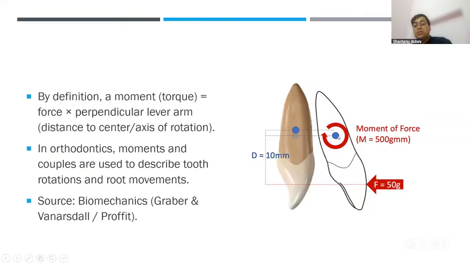So the distance between the center of rotation and the force applied becomes D. For example, if the force applied is 50 grams, then the moment generated is 50 times the distance between the center of rotation and the force applied, which is 10 mm in this case. So the total moment works out to be 500 gram-mm. As I said, by definition, moment is equal to force times the perpendicular lever arm. So it is used to describe both rotation and tooth movement.